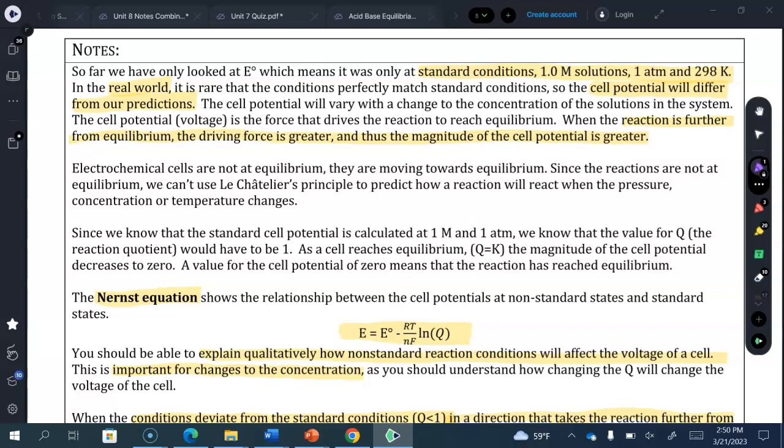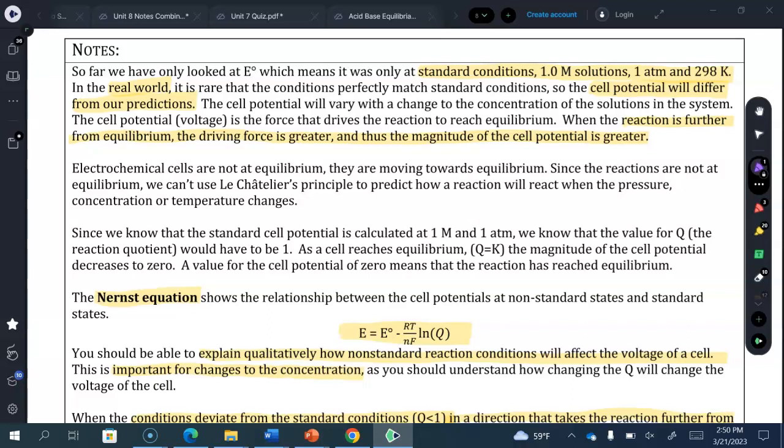So there we go. The cell potential will vary with a change to the concentration of the solutions in the system. The cell potential, or voltage, is the force that drives the reaction to reach equilibrium. When the reaction is further from equilibrium, the driving force is greater, and thus the magnitude of the cell potential is greater.